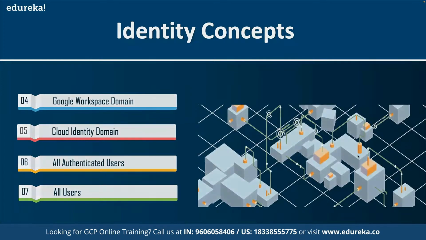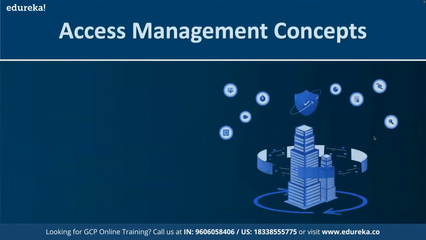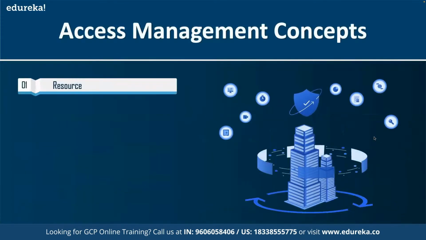Now coming to access management, we have a few more concepts. Let's say I have an authenticated principal, and this principal is trying to access an individual resource, let's say a compute resource. At that time, the Identity and Access Management service checks the resource allow policy in order to determine whether the action is allowed or not. Okay, and here we have something called a resource.